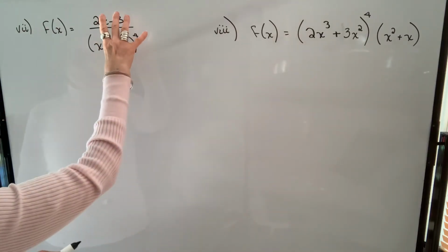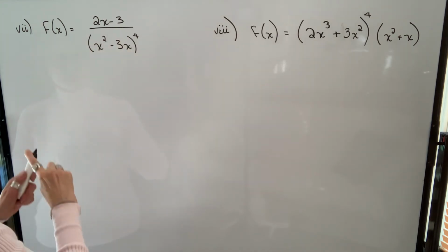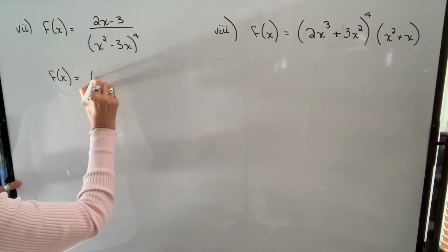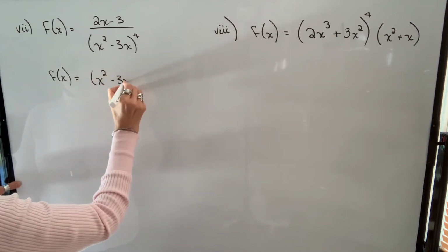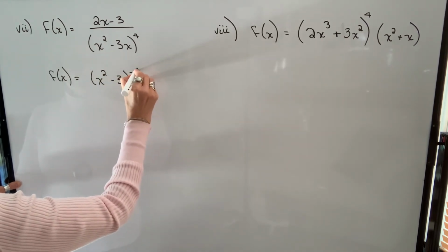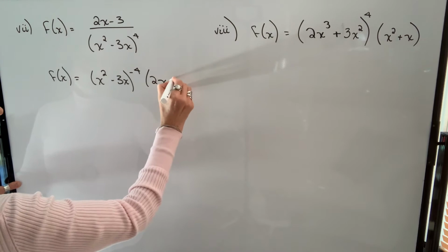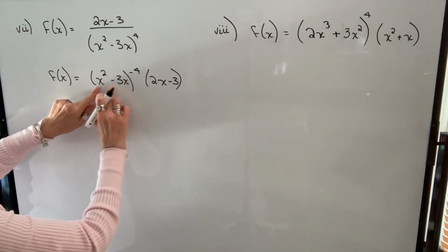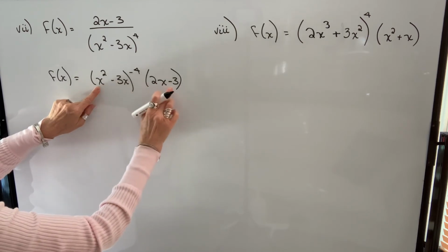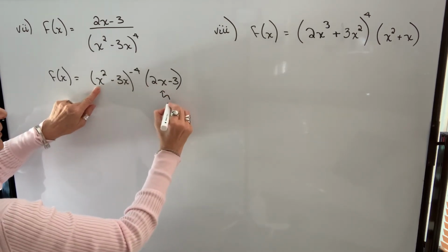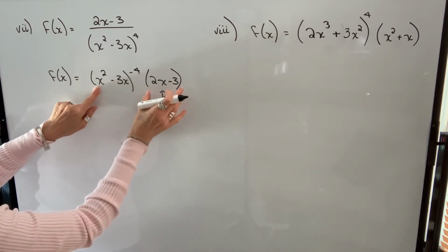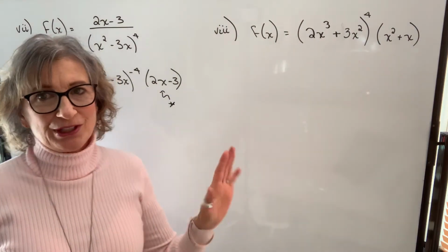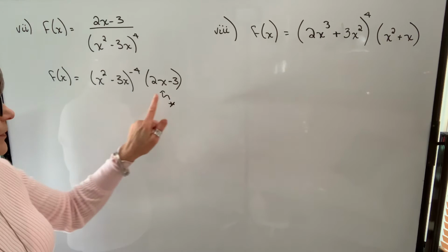In our next example, I want to write this as x squared minus 3x to the power of negative 4 times 2x minus 3. So if we take a look at x squared minus 3x, the derivative is 2x minus 3. So this is the du factor, which needs to be there, but it will not appear in the antiderivative. But I'm happy because that means I can find the antiderivative.